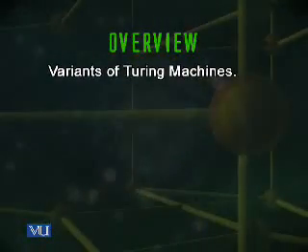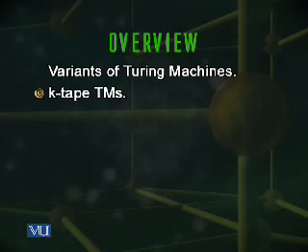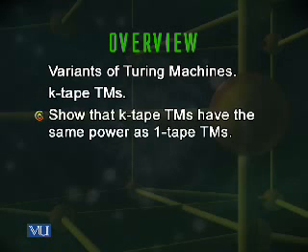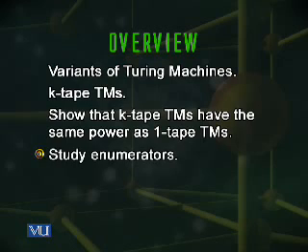In the last lecture, we started discussing some variants of Turing machines. That's what we will continue today. Today, we will look at some variants of Turing machines. We will talk about K-tape Turing machines and K-head Turing machines. Other than that, we will also look at another model of computation called enumerators.